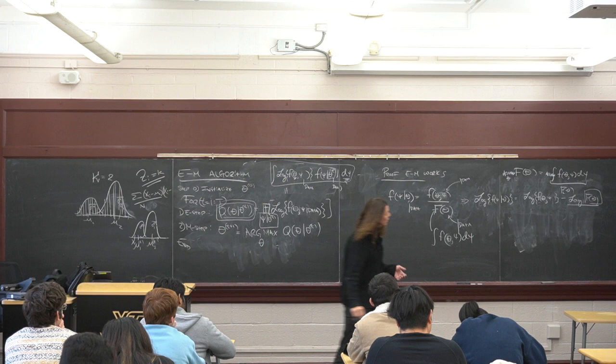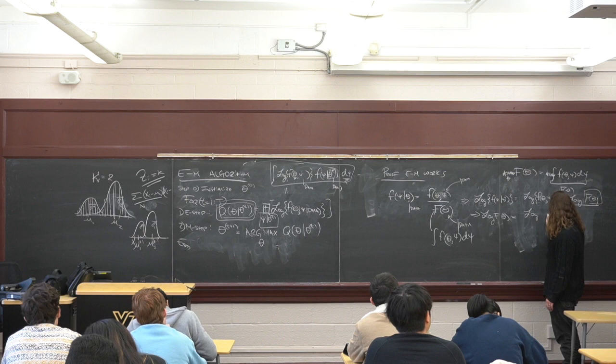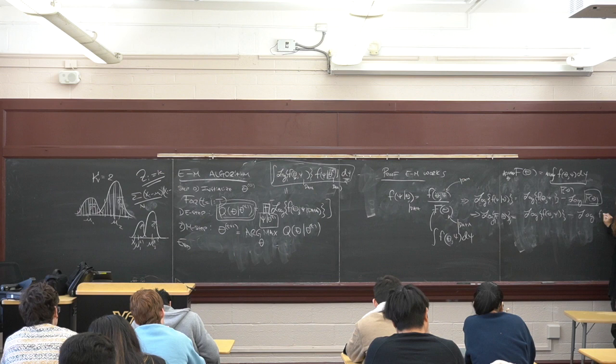So, log cap F of theta is equal to the log of the joint minus the log of the conditional. So I'm just rearranging terms.